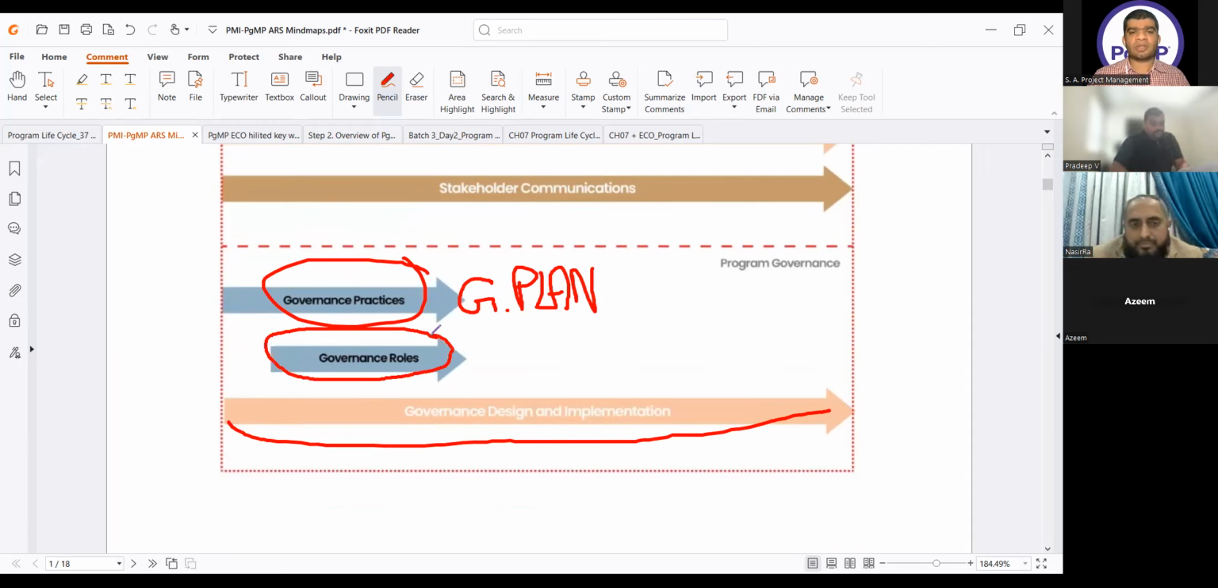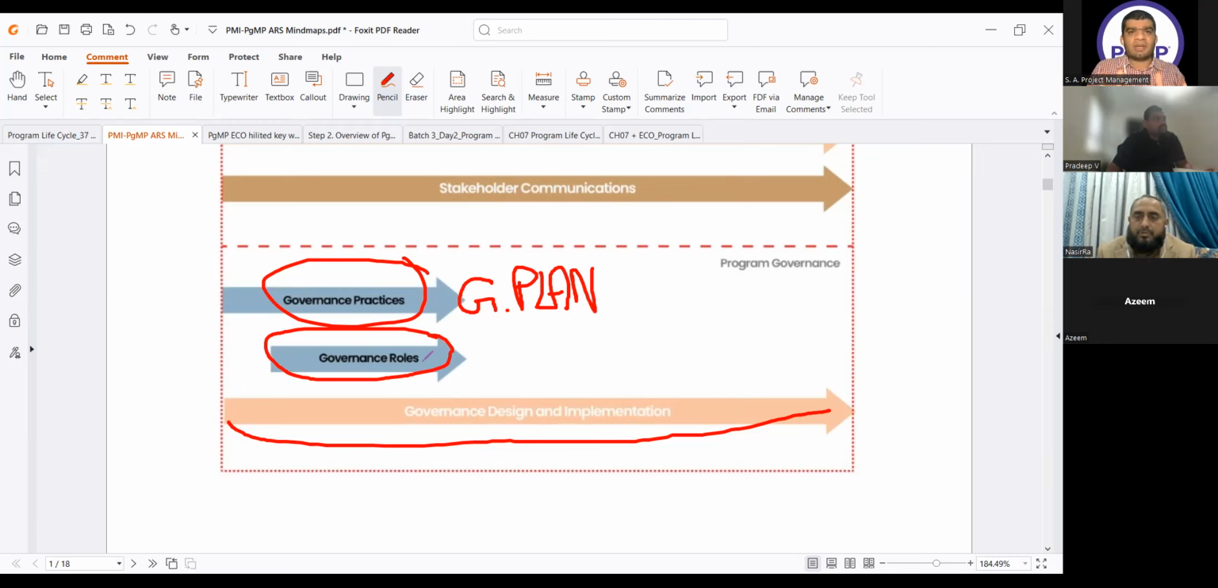Who are those governance roles? Who will do the governance? The program manager will do it. Who else? Sponsor, steering committee. Program manager, sponsor, steering committee, and project manager. Don't use the word key stakeholders, because sponsor, program manager, project manager, and your program team are your key stakeholders. So in the option, never use the generic words of stakeholders or key stakeholders.